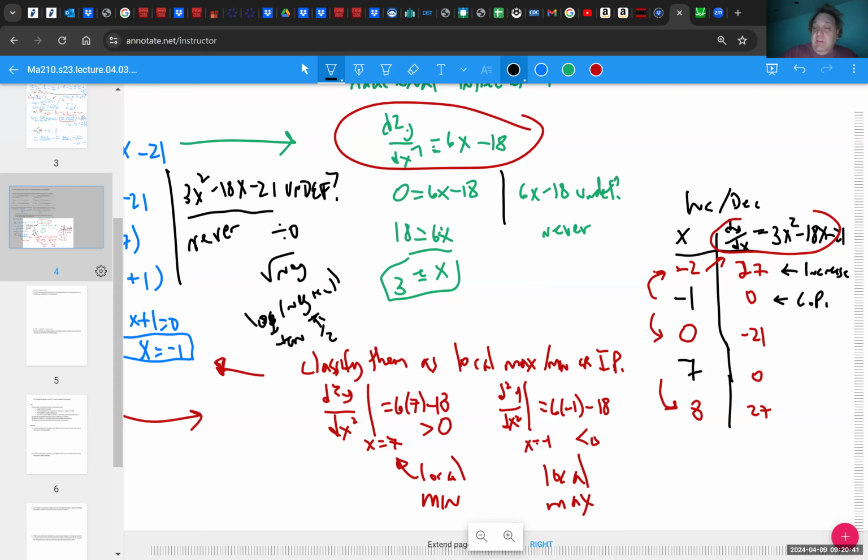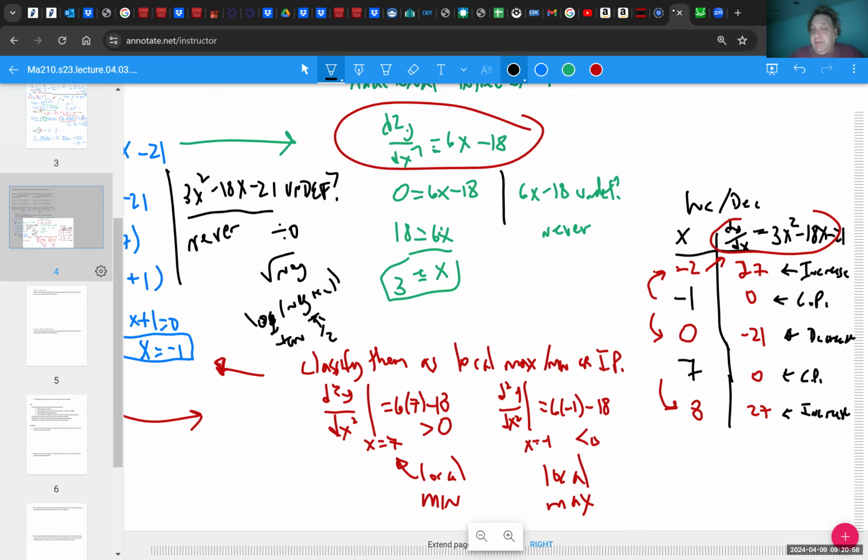Negative 21 means the derivative is negative. That's called decreasing. And here's the switching point. There's a critical point. And 27 is positive. So this is increasing, increasing.